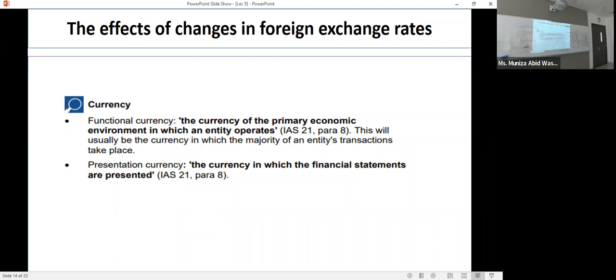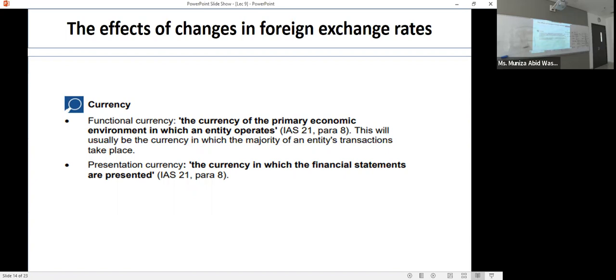And presentation currency. Students, functional currency cannot be every time the home currency. It doesn't mean that where the organization's head office is, that particular currency is the functional currency. Functional currency is the one in which the major activities or transactions of the organization are taking place. Presentation currency is the one in which the organization is presenting its financial statements. So it's the currency in which the organization is making its financial statements.